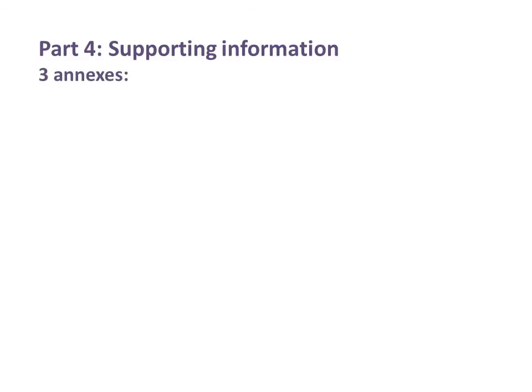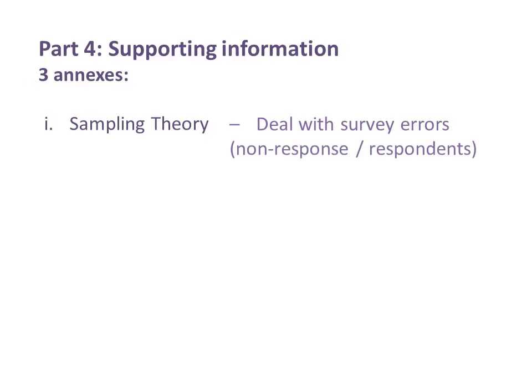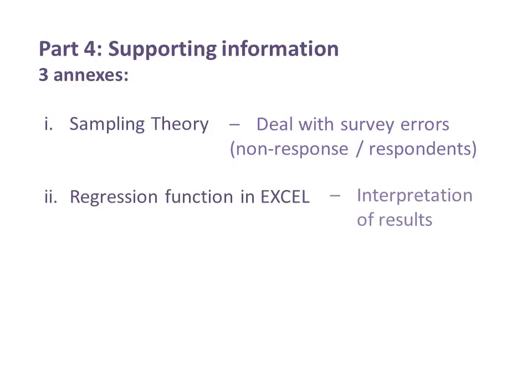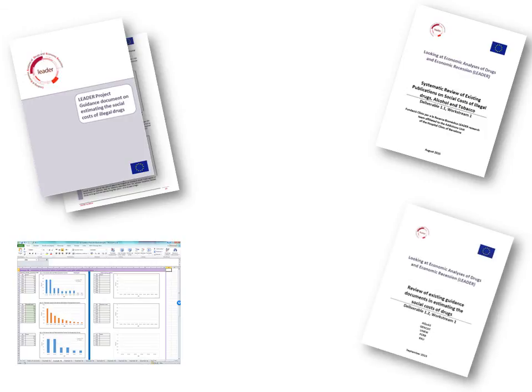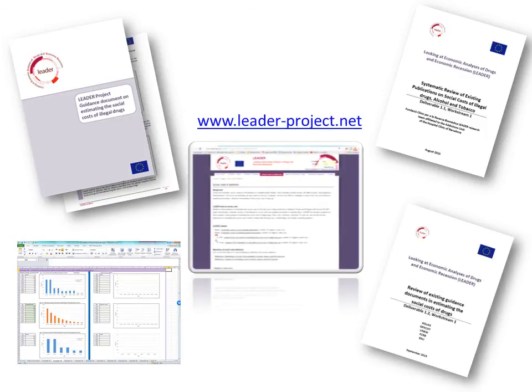The first gives considerations on sampling theory used, including different sampling methods and techniques to deal with survey errors, such as non-response or respondents errors, which can be particularly common in surveys about sensitive topics such as drug use. The second annex covers the basics of using a regression function in Excel and guides readers in the interpretation of the results. The third annex provides guidance on graph construction in Excel, aimed at improving the intuitive presentation of social cost estimate study results. The Leader Guidance Pack tool, as well as other Leader outputs, are publicly available for download from the Leader project website.